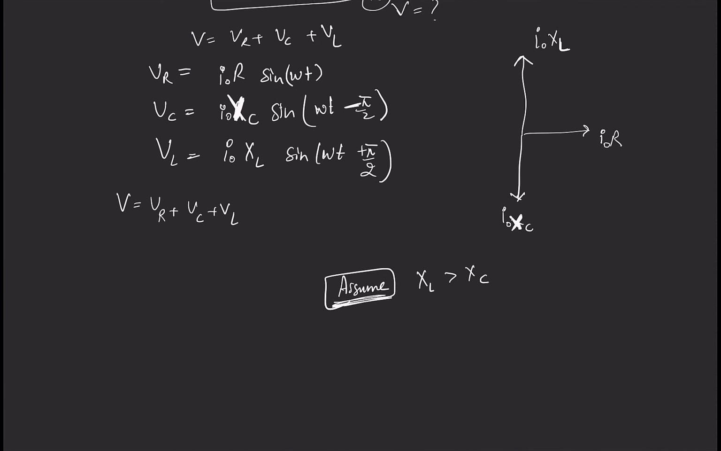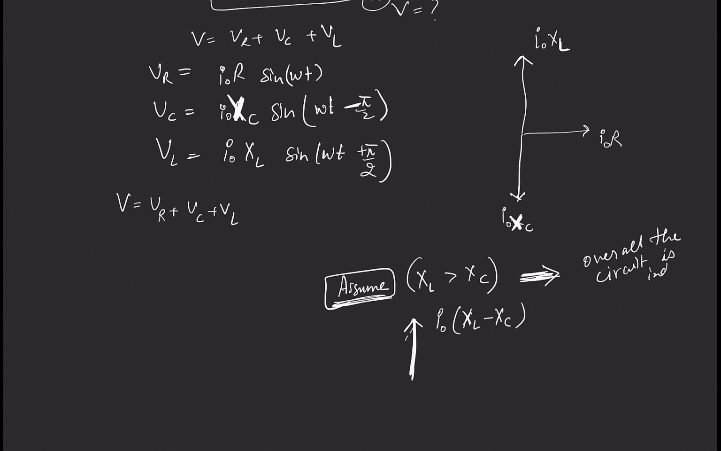That means that the net resultant on the y-axis would be upwards, which would be equal to I naught into XL minus XC. Otherwise, it would be downwards. So if XL is greater than XC, the resultant is net upwards. So we can say that overall the circuit is inductive, because the inductive factor is dominating. XL is greater than XC, so overall the circuit is inductive.